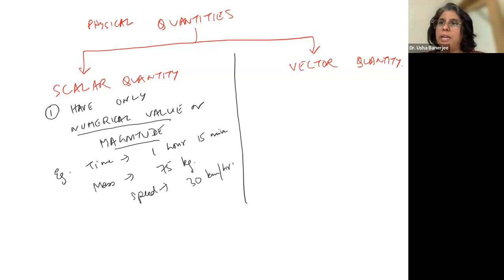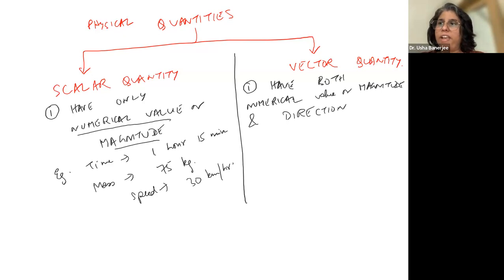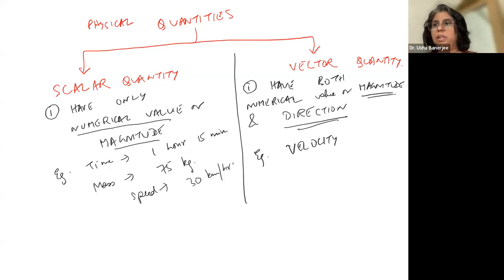On the other hand, vector quantities have both numerical value, which is magnitude, and direction. So vector quantities will have both numerical value, magnitude, and direction. Example is velocity. Speed and velocity are different. I know you had this in class 6 and 7. I don't know how much you remember.